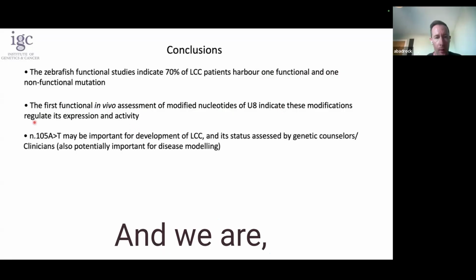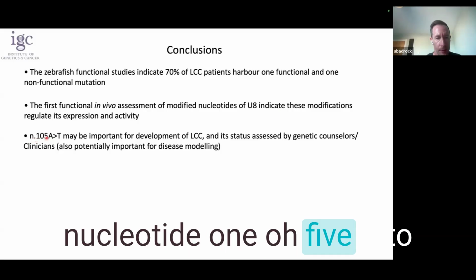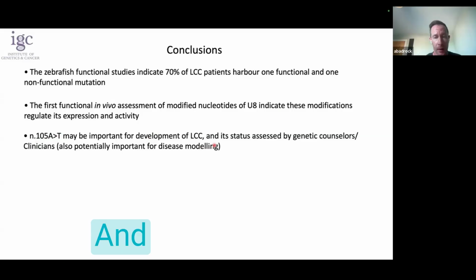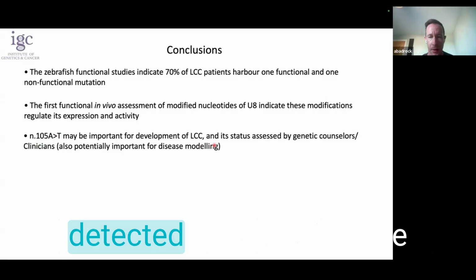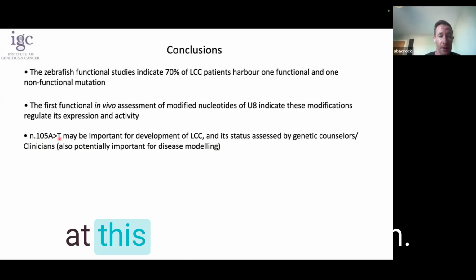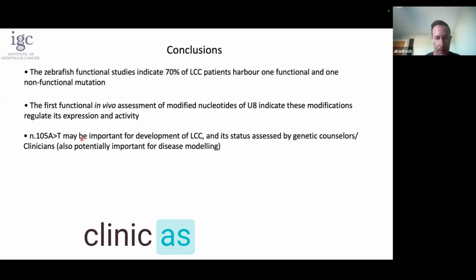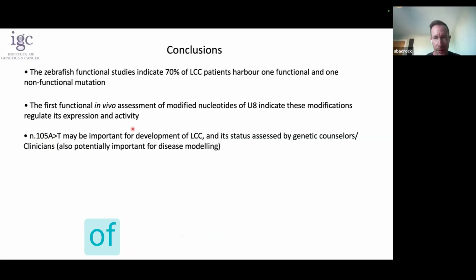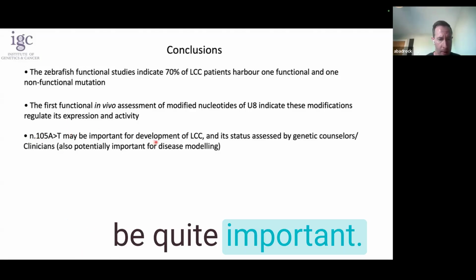And we are wondering if this nucleotide 105 A to T variation is important for the development of LCC. When we're contacted by clinicians asking whether they've detected mutations, we're also asking them to look at this sequence variation. So far, the same pattern is happening in new patients in the clinic, as I've just shown on the previous slide. And of course, if we want to make disease models of LCC, then taking this into account may actually be quite important.